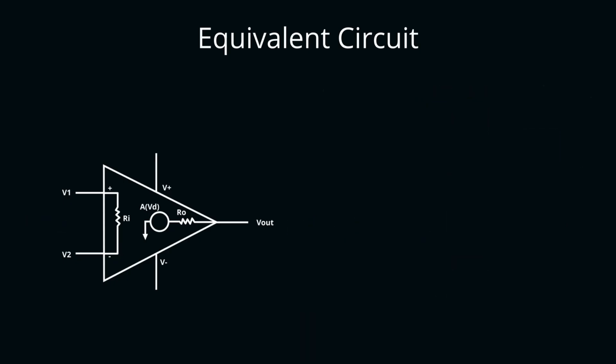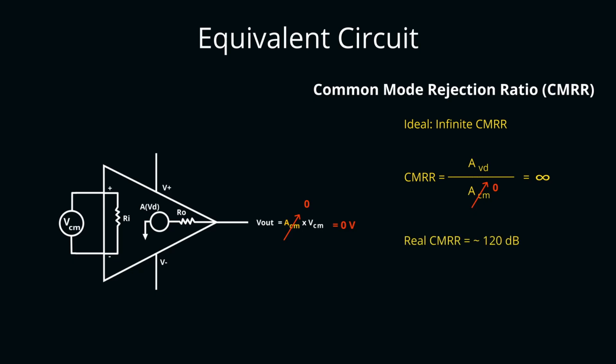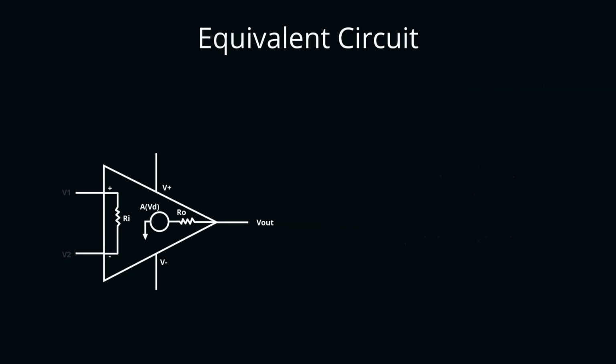Next is something called common mode rejection ratio. An ideal op-amp has an infinite CMRR, meaning it perfectly rejects unwanted noise. It ignores signals that appear identically on both inputs and only amplifies the difference. In real life, though, it's high but not perfect, so some noise can still sneak through.